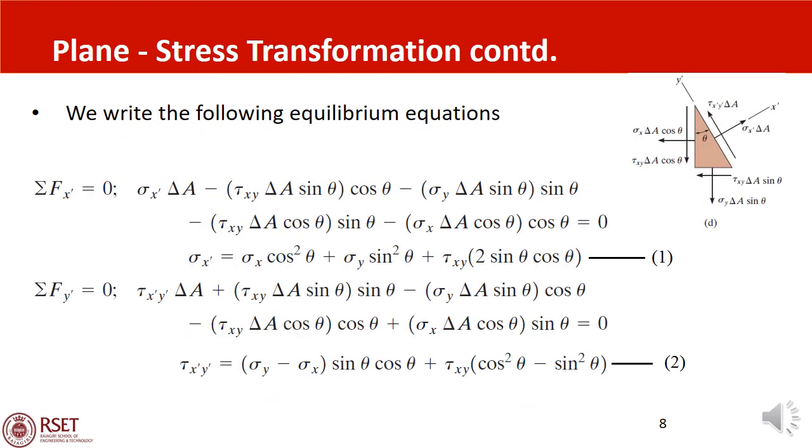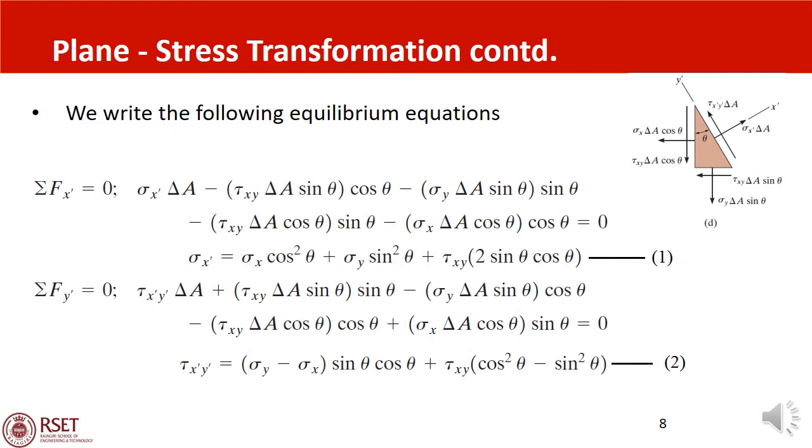Considering the equilibrium of the forces acting along the x dash axis, we can write summation Fx dash equal to 0. That is sigma x dash delta A minus tau xy delta A sin theta into cos theta minus sigma y delta A sin theta into sin theta minus tau xy delta A cos theta into sin theta minus sigma x delta A cos theta into cos theta equal to 0.